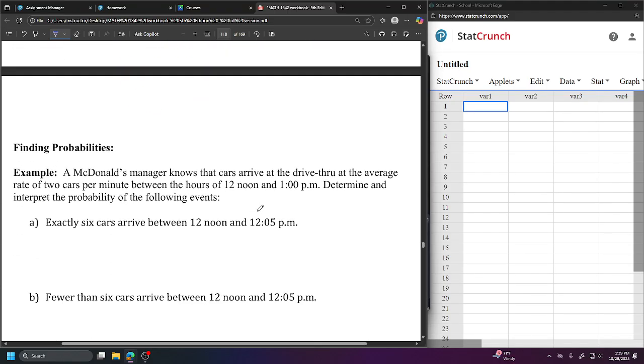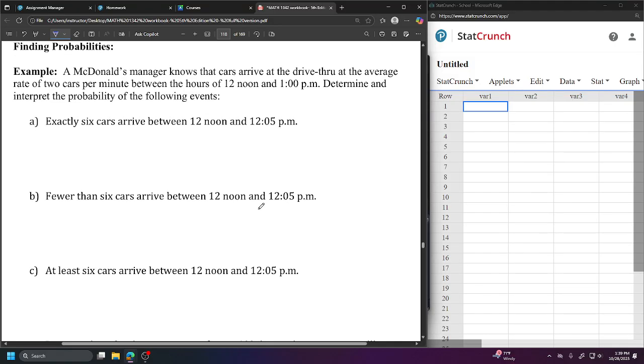This is it right here. This is the fun stuff. Okay, so here we go. A McDonald's manager does drive-through, and he has a rate of 2 cars per minute. So we got 2 cars per minute going through. That's one every 30 seconds, yeah? So far, so good? And between those 2 hours, determine and interpret what's going on. What if he got exactly 6 cars for those 5 minutes? Right now, the average is that we get 1 car every 30 seconds or 2 cars every minute.